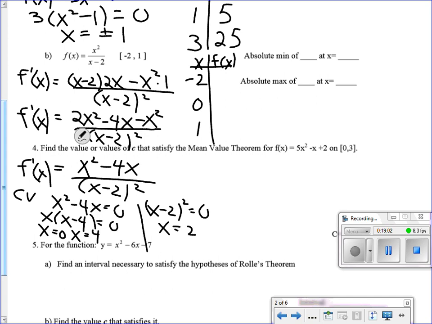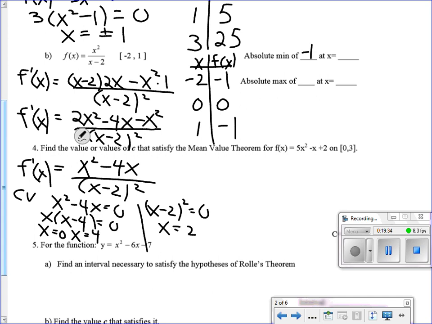Right? If you plug negative 2 into the function, negative 2 squared, that's 4. And it'd be negative 2 minus 2 over negative 4, that's negative 1. If you plug 0 in, you'd have 0 over negative 2, which is 0. And if you plug 1 in, you have 1 over negative 1. So that's negative 1. Those are the three y values we need to compare.